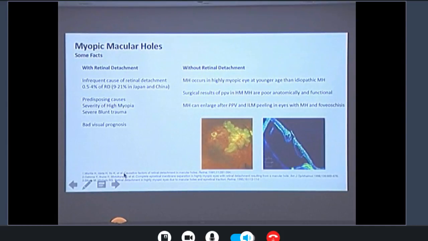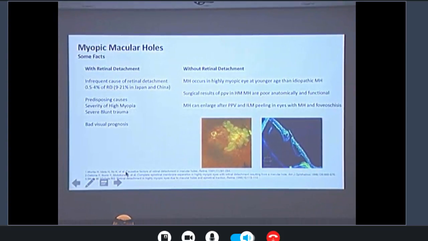Predisposing factors are, of course, the severity of myopia. The higher the axial length, the longer the eye, the more prone those eyes are to get retinal detachment. Sometimes they arise after a severe blunt trauma that creates anterior-posterior traction and detachment of the retina, starting from the macular hole. They usually have a bad visual prognosis in spite of surgery. It's a little bit better in the cases without retinal detachment, of course. In those cases, macular holes occur early in age compared to the idiopathic macular hole. Surgical results here are also poor, but better than when compared with the associated retinal detachment.